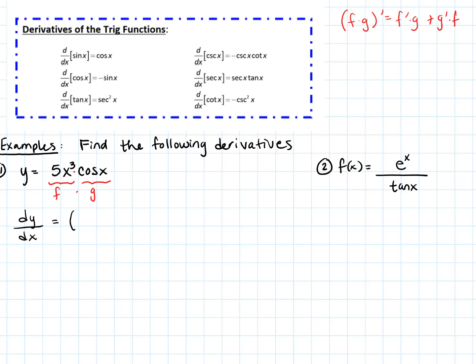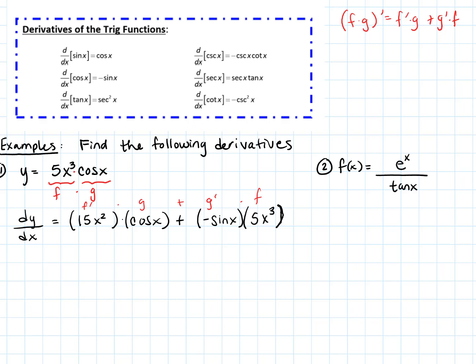So the derivative of 5x cubed is 15x squared times cosine of x. But then I have to add the derivative of g of x times f of x, so g prime. The derivative of the cosine is the negative sine of x times f of x, 5x cubed. And now I have my derivative. I jumped right into it. I didn't write the derivative operators on this one, just utilized my product rule and went right for it. So here is my f prime times g plus my g prime times f.